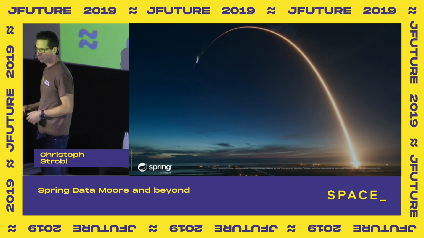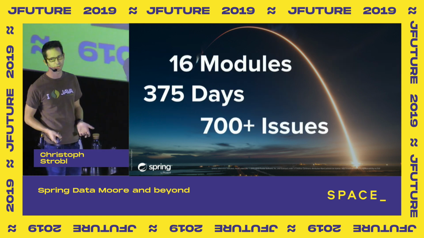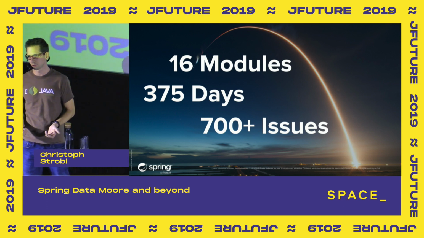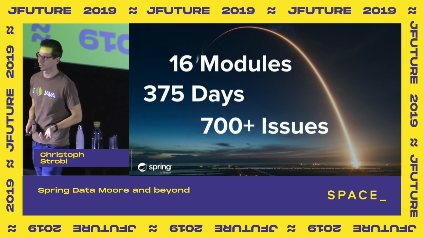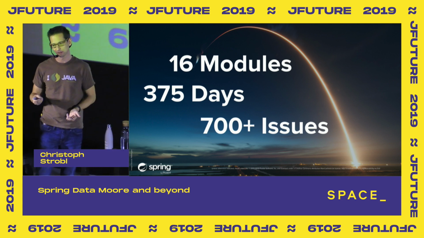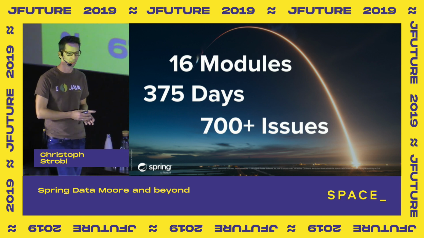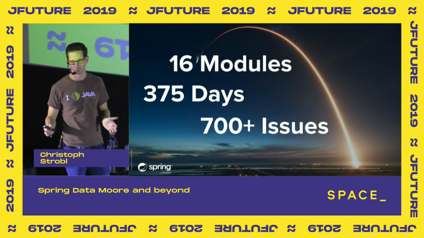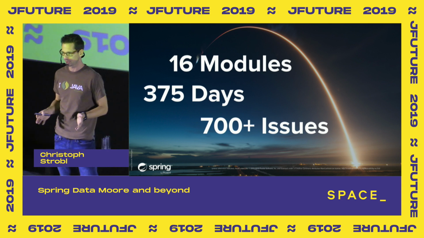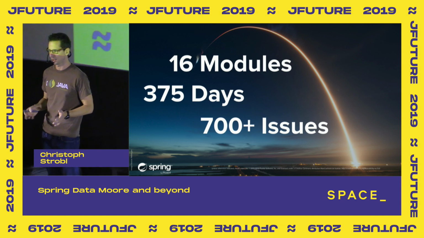So when it comes to Spring Data Moore, the actual release for us as a team, it's been over a year of work, though we plan to do less. It's been 16 modules that we shipped with the release and over 700 issues that we fixed. So we've been quite busy. I can tell you already that we will aim for shorter release cycles with the next iterations, because this one was way too long and far too packed when it comes to features. So what I'm going to present is just a small part of what we actually shipped.